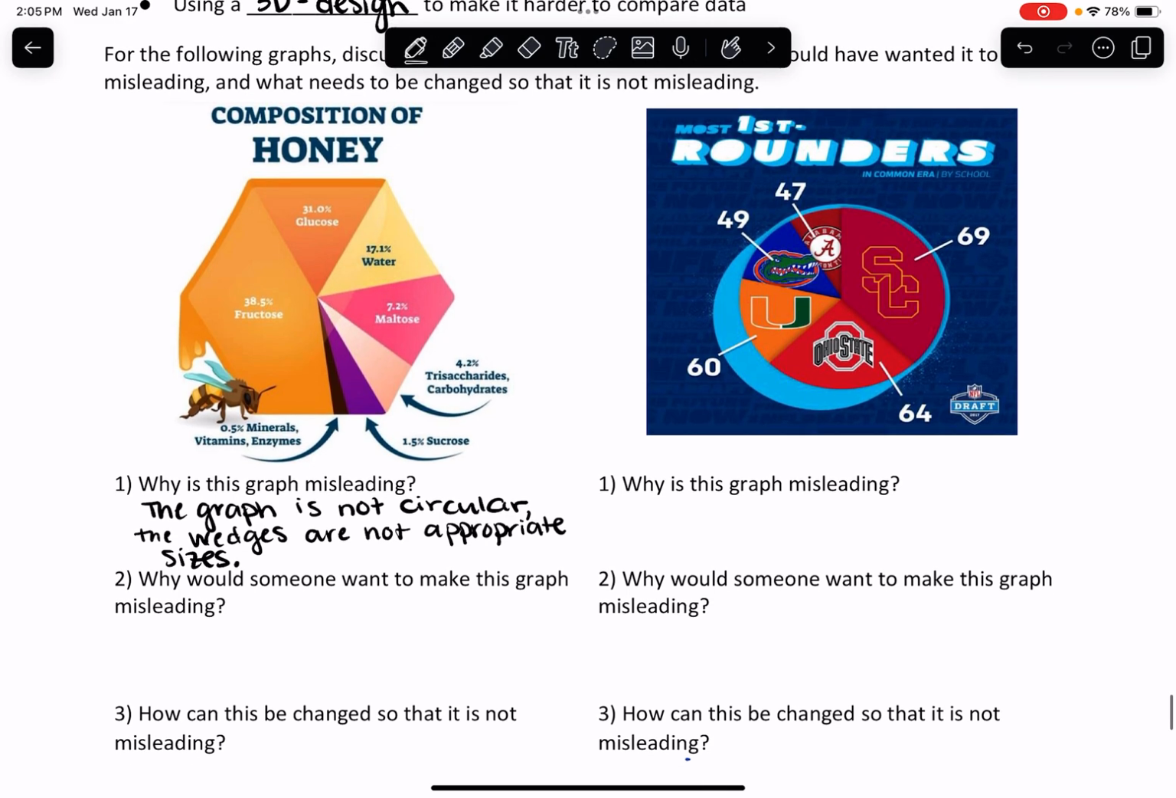In terms of why they made this graph misleading, they probably just thought it looked cool to make it a honeycomb shape. It touches base with the data because we're talking about honey. If it wasn't just because they thought it would look cool, maybe they're trying to misrepresent the amount of sugar that's actually in honey, making it look like there's way more sugar or way less sugar, depending on how large they sized some of these.